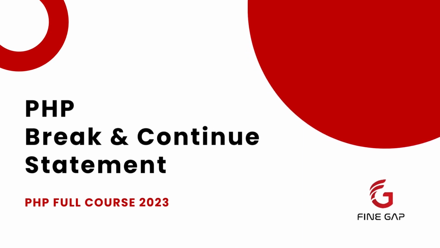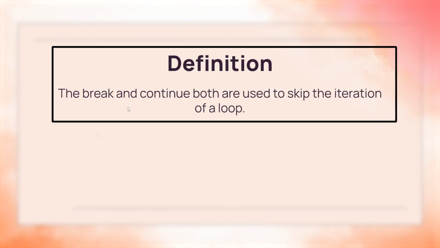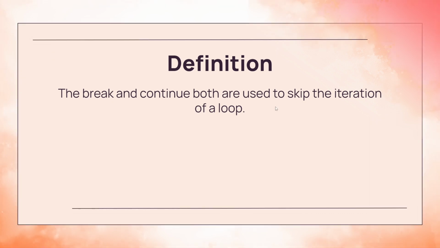The PHP break and continue statement. So first of all, let me show you its definition. The break and the continue statement both are used to skip the iteration of a loop. Suppose you have a loop which will execute until 5 times, and you can skip one iteration or all remaining iterations. In some cases you can use the break and continue statement. Let me show you through a practical.